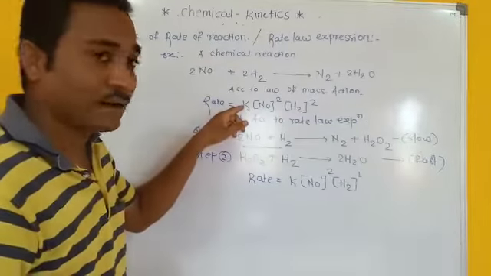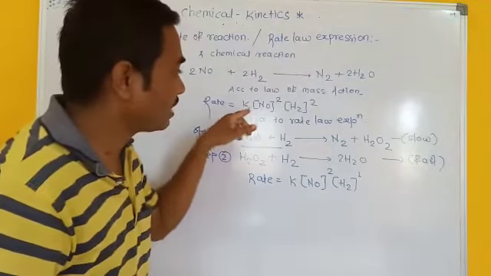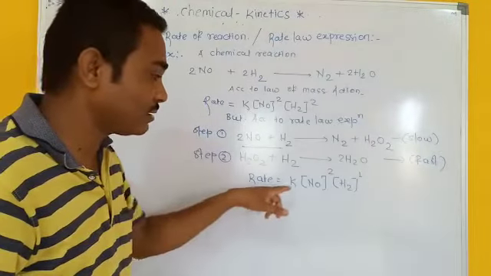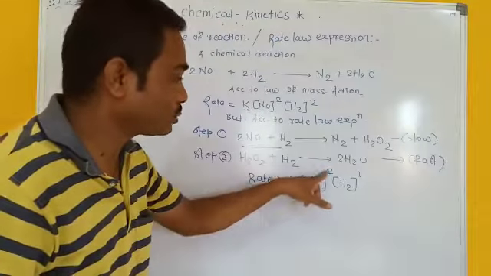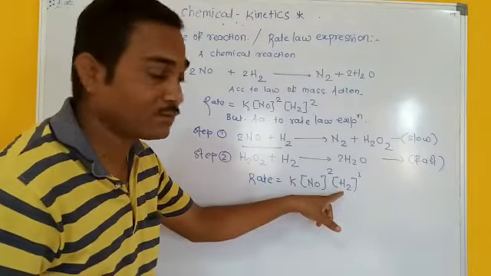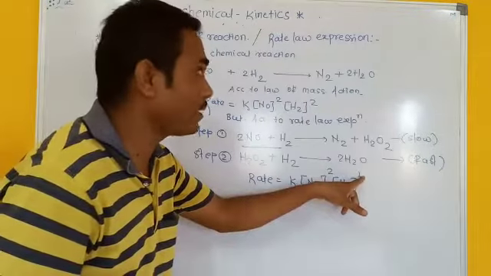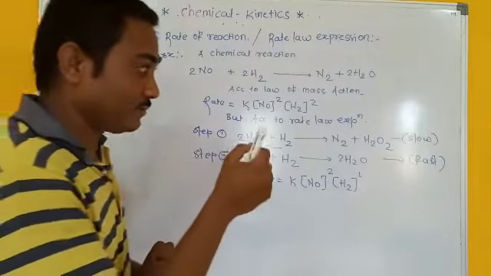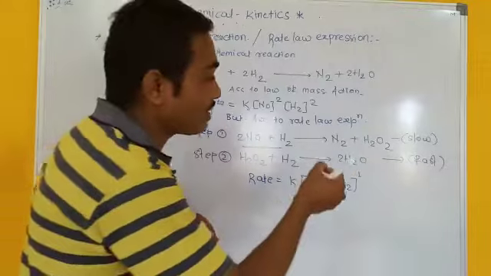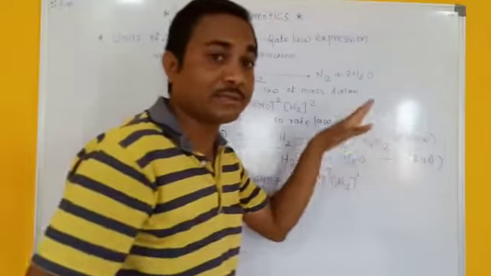Here, according to the law of mass action, rate of reaction is written as K, NO raised to power 2, H2 raised to power 2. But according to the rate law expression, rate of this reaction is K, NO raised to power 2, which is the same as in the above equation, and H2 becomes 1. Why does it become 1? Because it is an experimentally determined quantity. That means according to the rate law expression, rate can be found only from the slow step. Therefore, it is called the rate determining step.